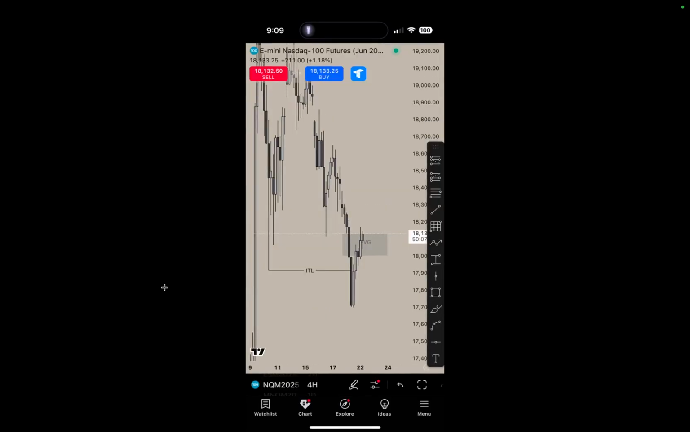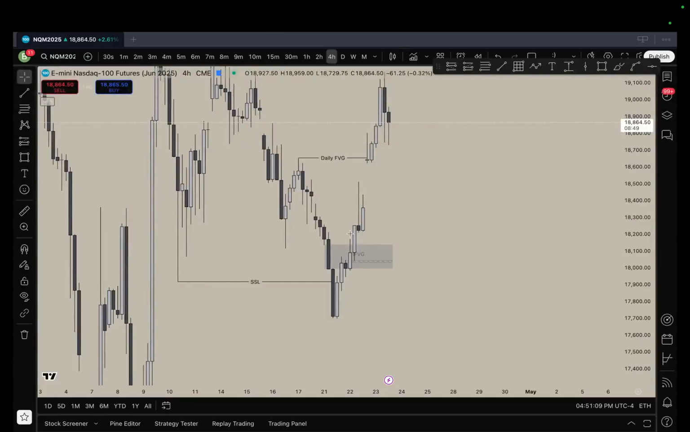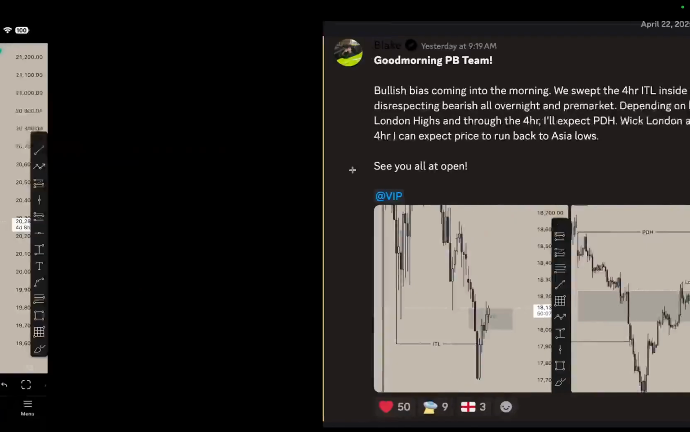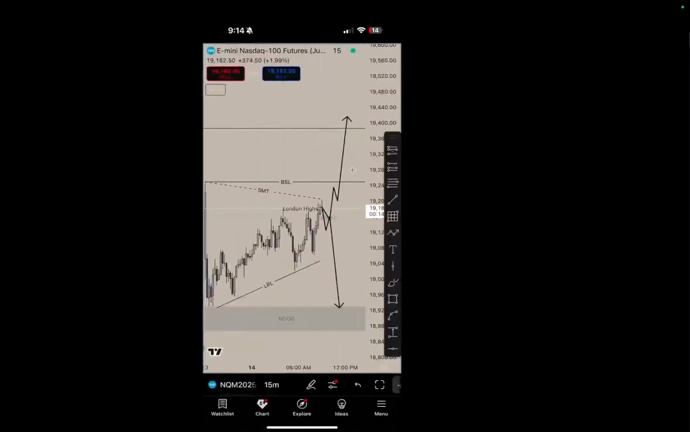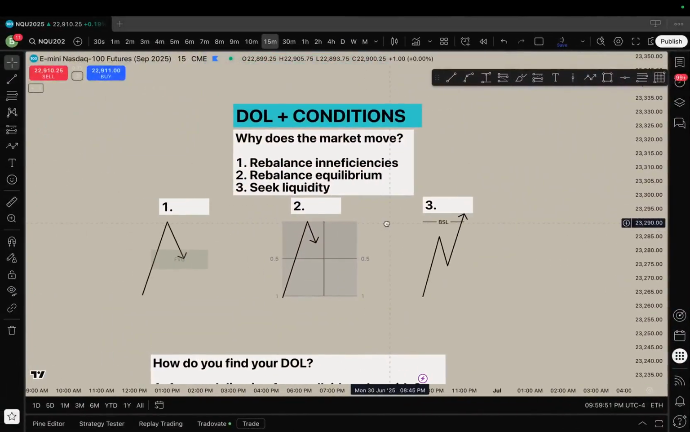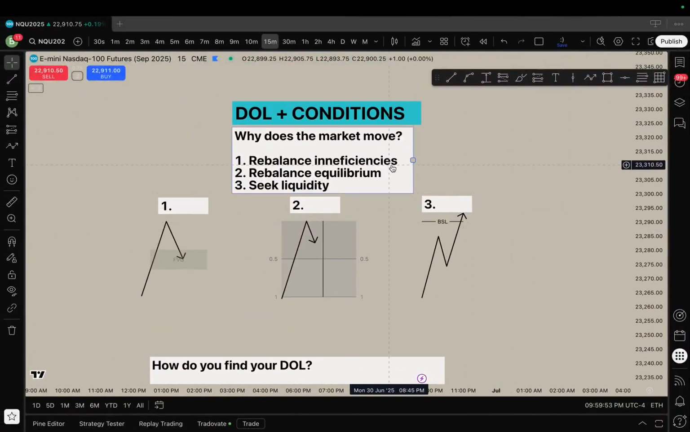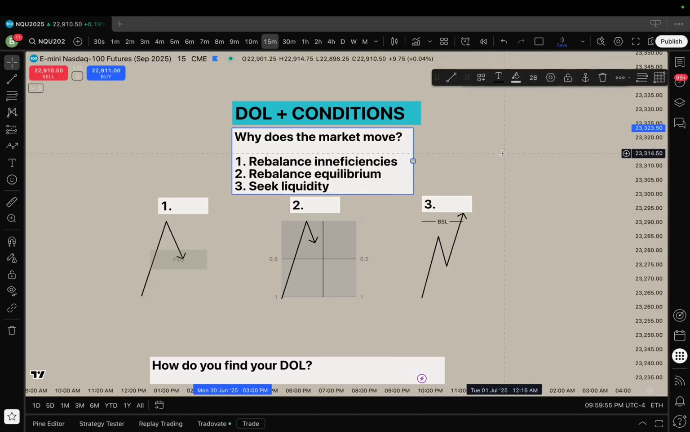All right, so what do we do? We end up closing above this 4-hour gap, and then we take a gnarly long towards that daily fair value gap, right? So what was price doing here? Why would the market be moving here? Well, it's to seek liquidity. Previous day high is a very valid draw on liquidity.